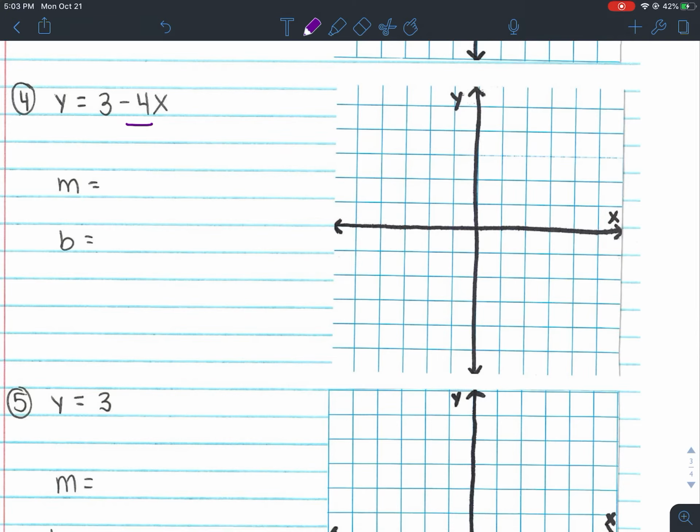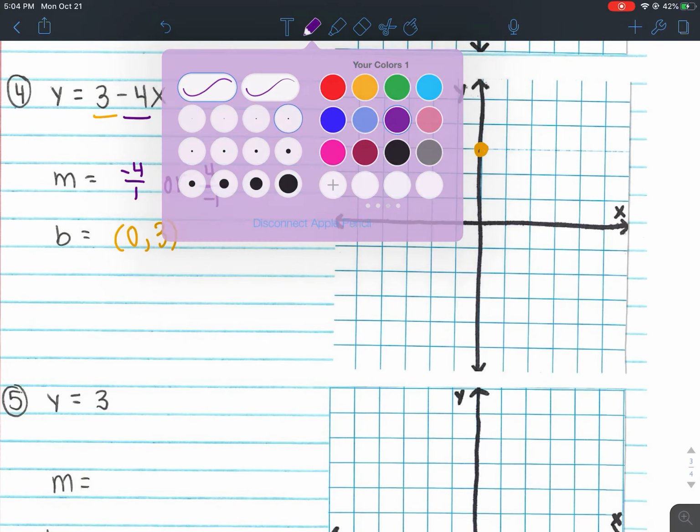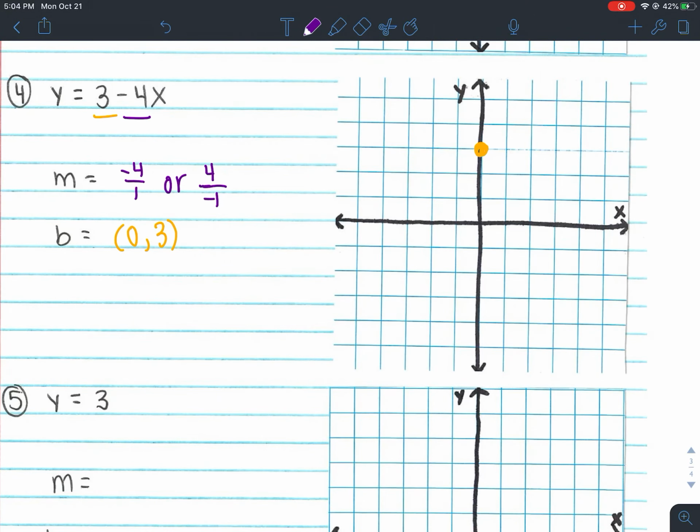Now, don't get tricked by this one. So our slope here is -4 because they flipped it around on us, right? Instead of mx plus b, they did b plus mx. So our slope here is going to be -4/1 because we want it as a fraction, or 4/-1. Again, you're not always going to use both, but you can use both. Our y-intercept here is at +3. So let's go ahead and graph that at +3.